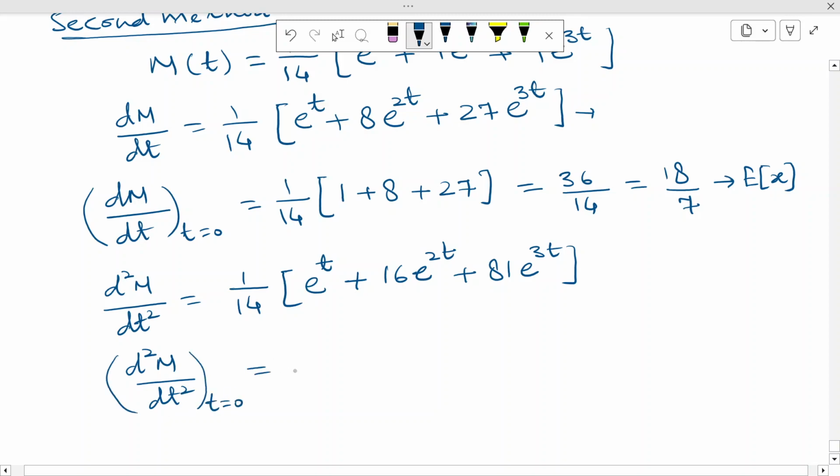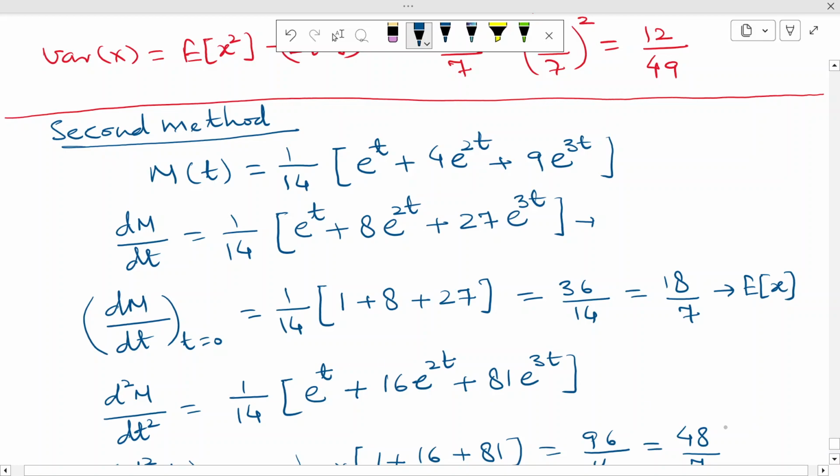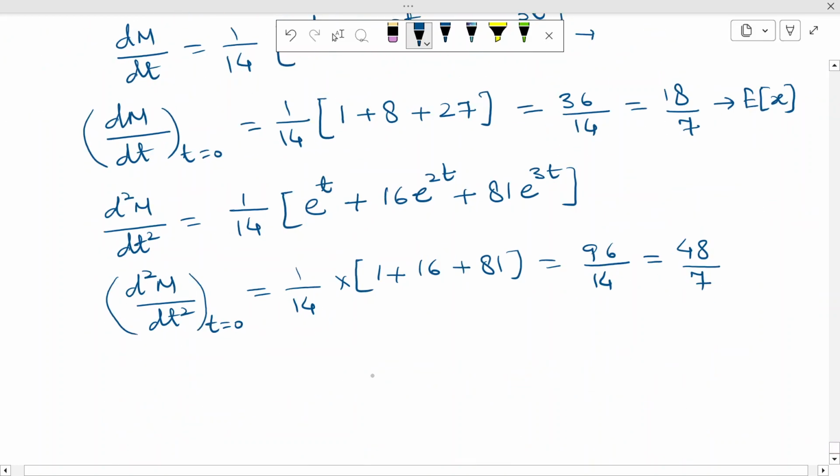t equals 0, this will be coming out as 1 by 14, and here you will have 1 plus 16 plus 81. So this is coming out as 96 upon 14, or you can say 48 by 7. So as you can see, from both the procedures we are obtaining the same values of our first moment and second moment, and using this we can again obtain the variance, which is again coming out the same. So this is how we can obtain the moments from the moment generating function.